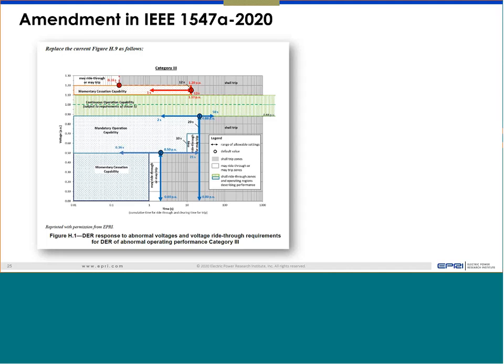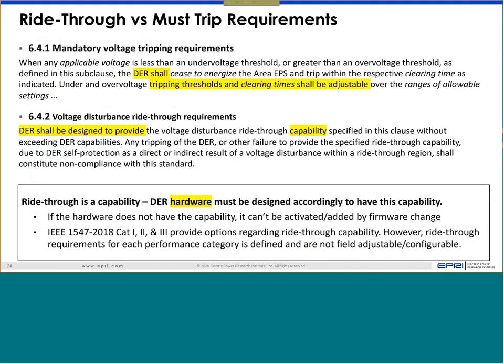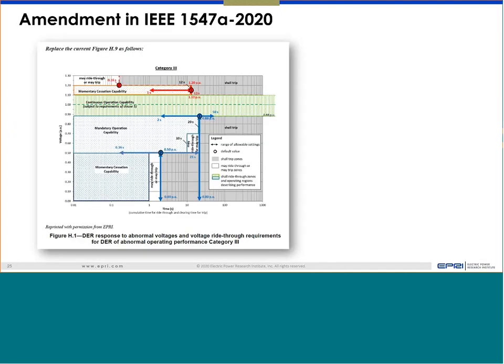Or I'll not use category 3 at all. Because of all those discussions on what happened between 2018 and 2019, the working group decided to make some amendment in the standard, which is the 1547 Amendment 2020 that I was talking about. There's an amendment published this year.